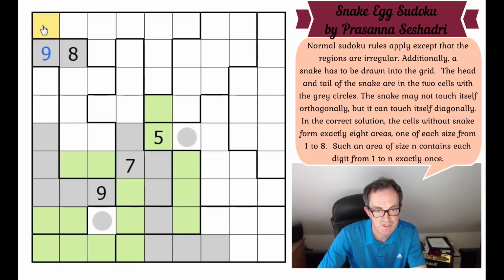This cell can't be snake, because if the snake turns there, it's touching itself again. That's green. Snake's turning down the grid. This needs to be green to stop orthogonal connection, and we get another grey cell. All of these cells have to be bounded by green to stop the snake touching itself.